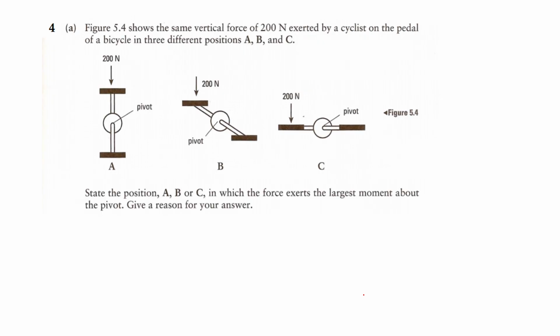Figure 5.4 shows the same vertical force of 200 newtons exerted by a cyclist on the pedal of a bicycle in three different positions A, B, and C. State the position A, B, or C in which the force exerts the largest moment about the pivots. Give a reason for your answer.